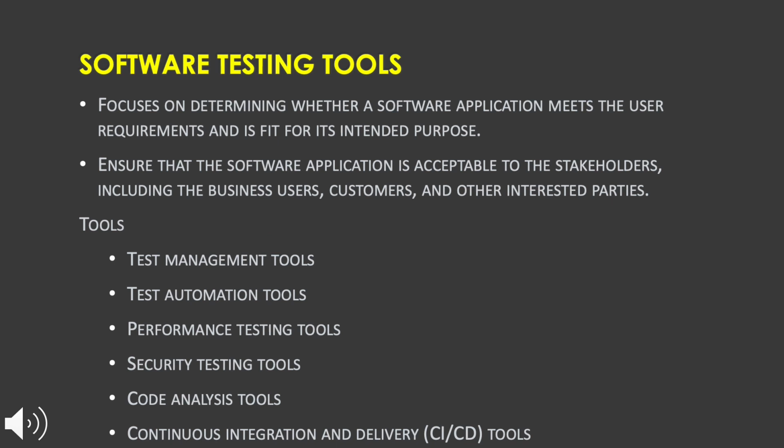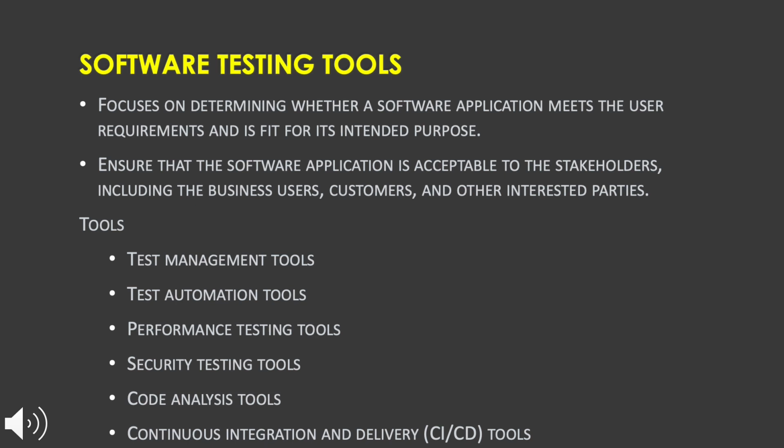Software testing tools. There are many software testing tools available on the market that can be used to automate various aspects of software testing. These tools can help to improve the efficiency and effectiveness of software testing, reduce the risk of defects, and increase the quality of software applications. Here are some common types of software testing tools.